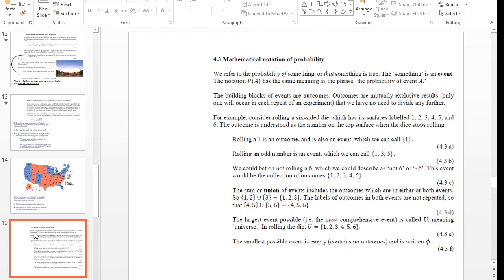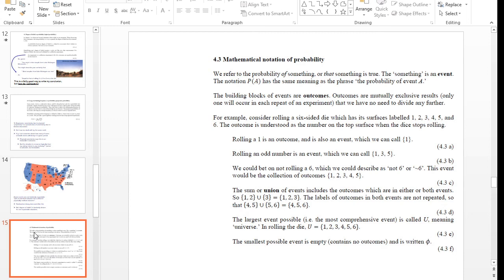That would be silly. The largest possible event that you need to worry about is called U in algebra, or just universe in words. In rolling a die, as above, you write down the universe as just in curly brackets 1, 2, 3, 4, 5, 6.